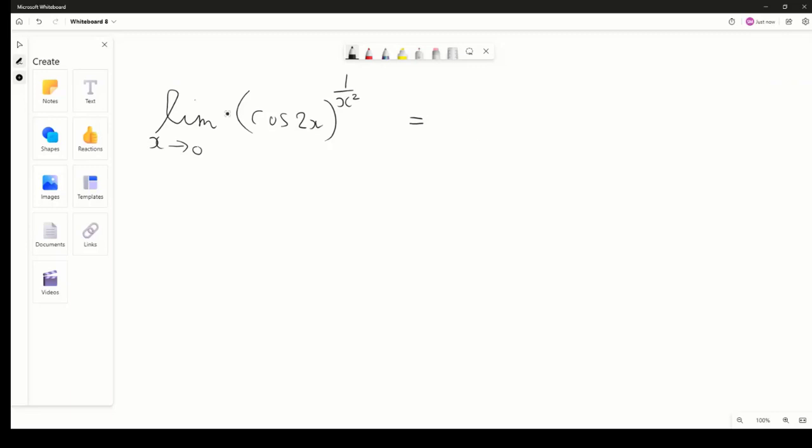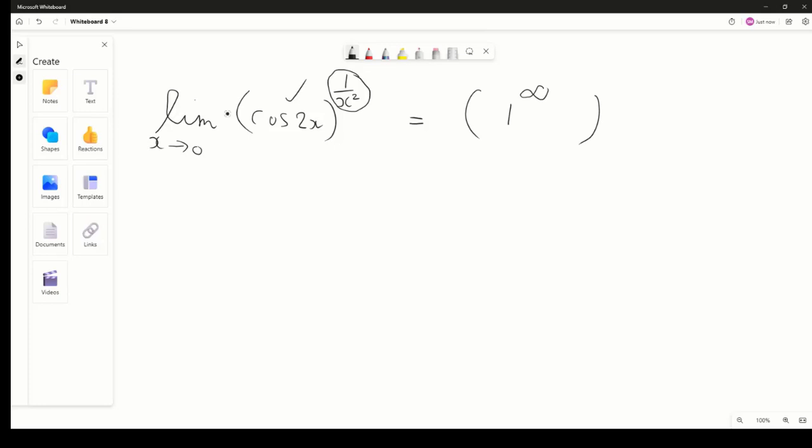Right. So if you look at it, let me write in brackets in the interim. If I substitute x directly in cos of 2x in the brackets here, I get cos of 0, which is 1, right? Cosine of 0 is 1. And for this exponent here, as x tends to 0, this thing tends to infinity. So it's of that form 1 to the infinity. Can you see that? Yes.